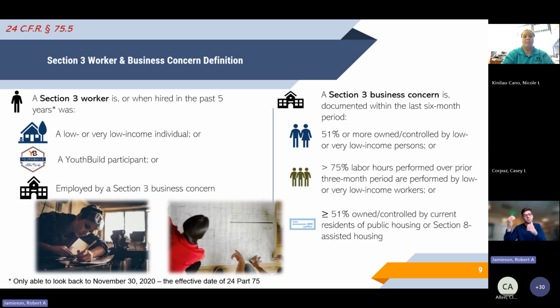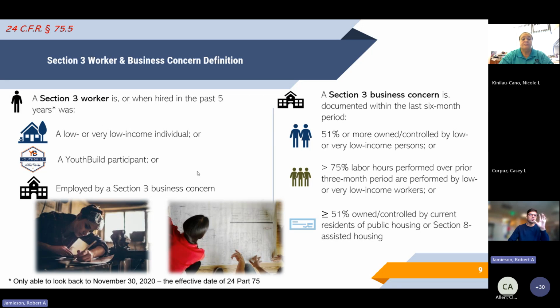We're just trying to get 25%. But if we have a business who's a Section 3 business, because a Section 3 worker is also someone employed by a Section 3 business, that means 100% of those labor hours would be considered Section 3 worker labor hours. So that's the first one. We have one more definition to go to. So a Section 3 worker, Section 3 business.